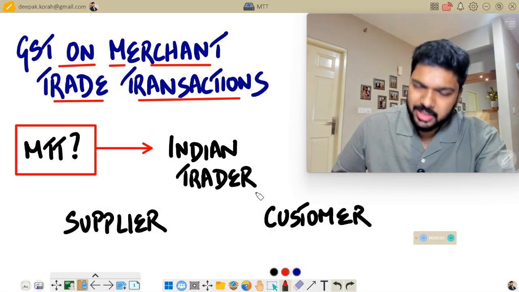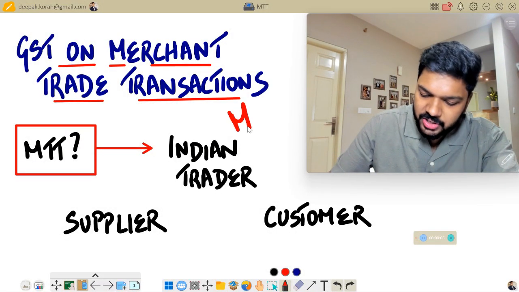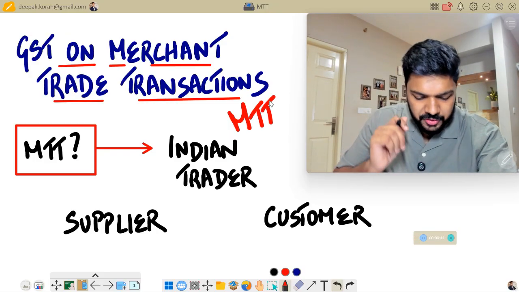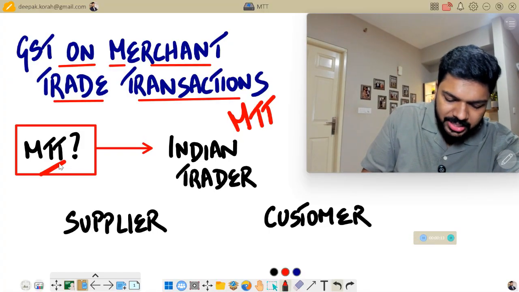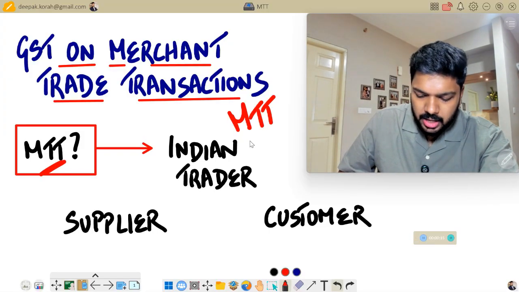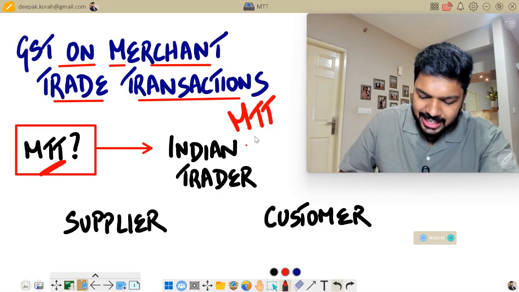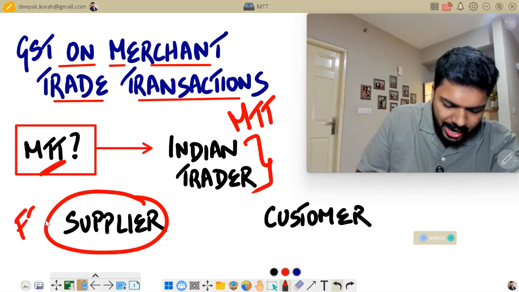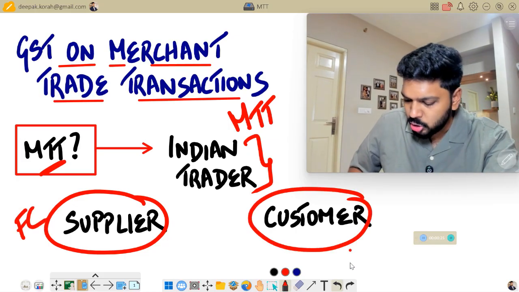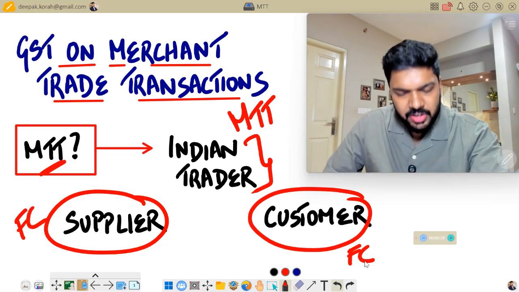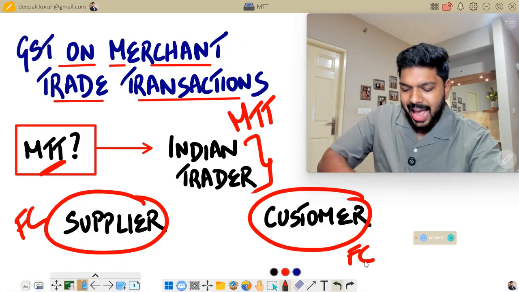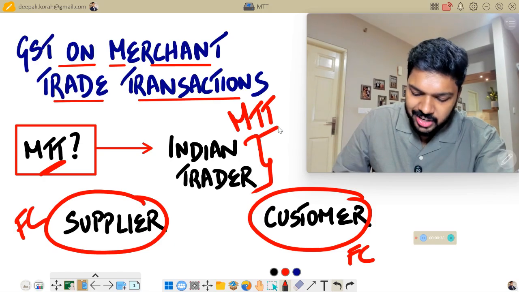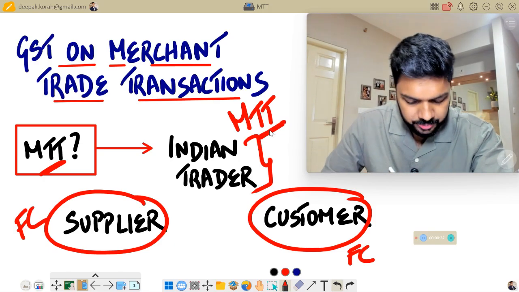So in this video, we'll understand the concept of merchant trade transactions or MTT and the implication of GST on the same. So the first basic question is, what is an MTT, a merchant trade transaction? It is a transaction which involves an Indian trader, of course located in India, a supplier of goods located in the foreign country, and you have the customer of such goods also located in the foreign country. So you have an Indian trader, you have a foreign supplier of goods and a foreign customer or recipient of goods, and they should come together to form a merchant trade transaction or an MTT.